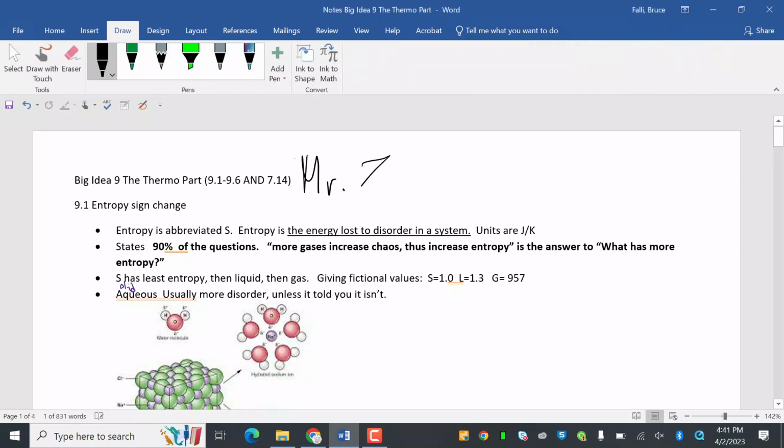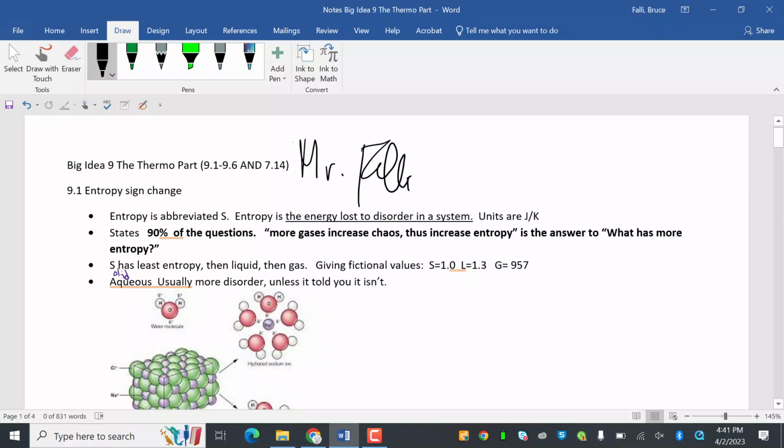This, of course, is Mr. Folly, which fits well when we start talking about entropy and sign change. Entropy is what Michael's been waiting to talk about, and we've all been waiting to hear about all year long.